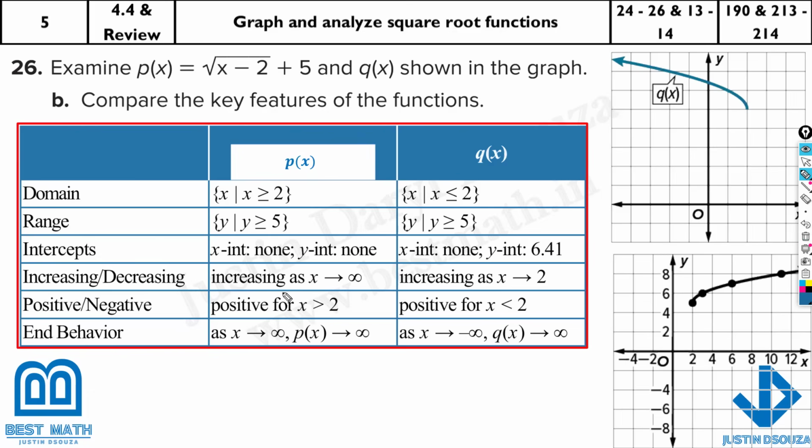And where is it positive and negative? Both are just positive. There's nothing below the x-axis, so it's positive and positive. This one is positive, greater than x equals 2. This one, less than x equals 2. Here, p of x is the below function. q of x is the above function.